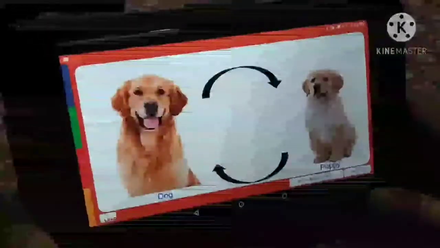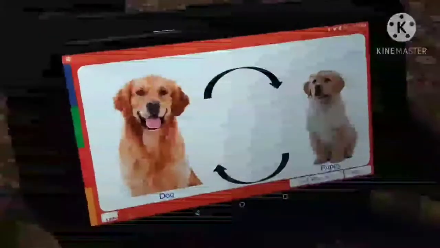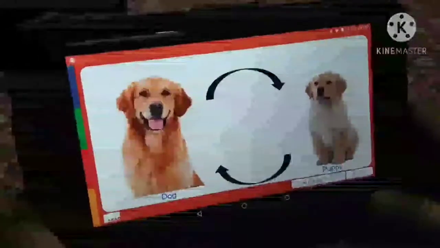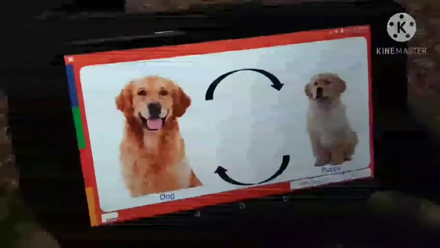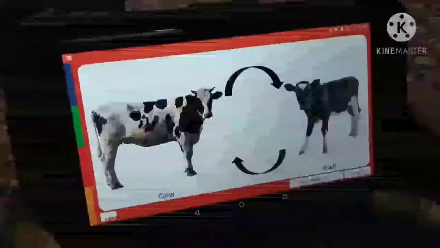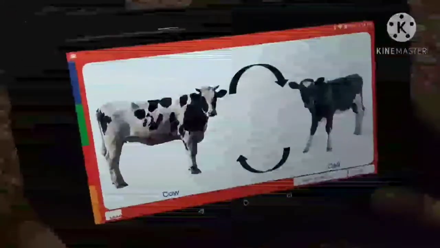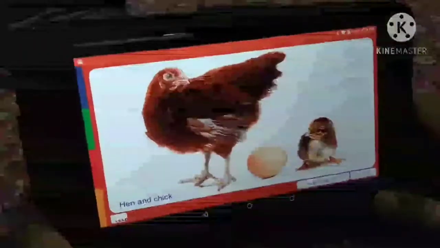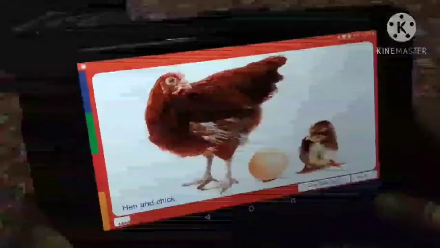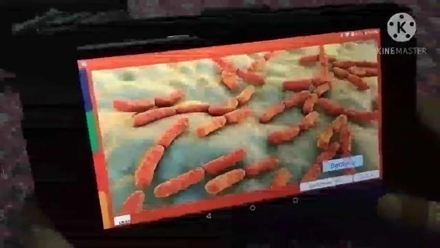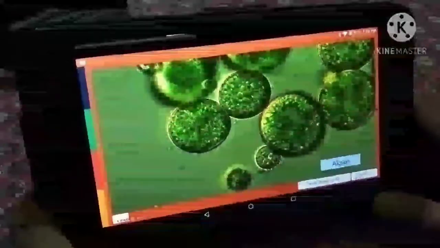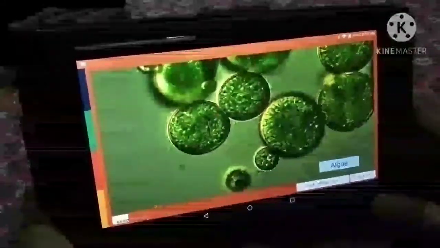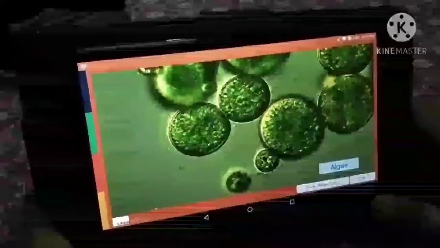Dogs also reproduce. They give birth to puppies that later grow on to become adult dogs. Cows give birth to calves, which grow up to become adult cows. Hens lay eggs, which hatch to produce chicks. These chicks then grow up to be hens. Even microorganisms, such as bacteria and algae, go through the cycle of reproduction to produce more microorganisms.